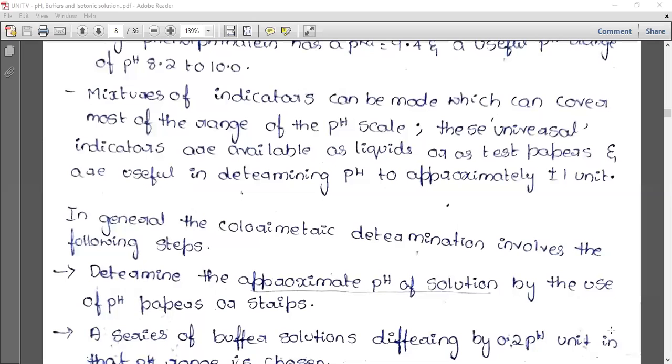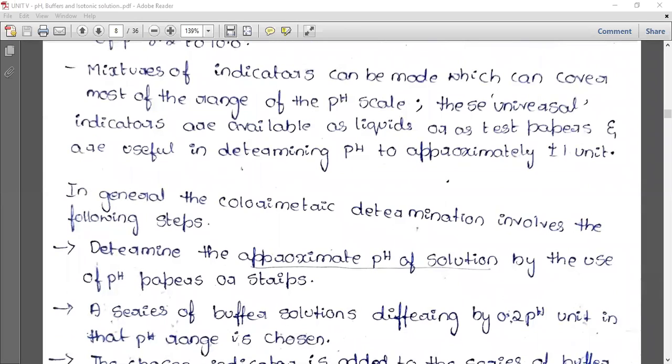Is it clear? A series of buffer solutions, since we have come to the conclusion it's a base, because on keeping the pH paper we came to know that it turned blue. Blue indicates it's a basic solution. So we are just preparing a series of buffer solutions differing by 0.2 units, covering the whole basic range, which is 7 to 14. Is it clear till here? Anybody has any doubt? No, ma'am.